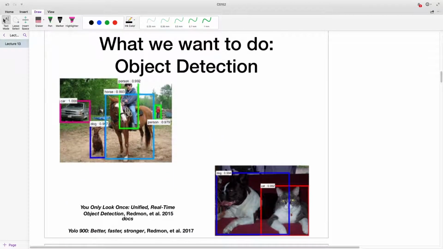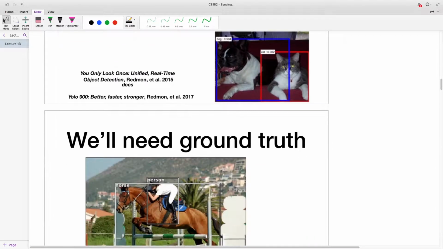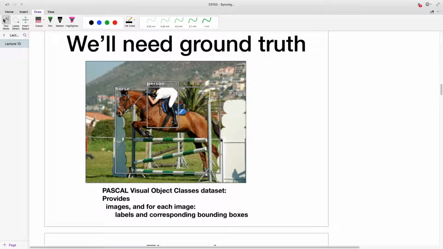So our goal is object detection: to provide, for multiple objects in a scene, in a picture, not only what it is, but also a bounding box around it. In order to do this, we first have to have ground truth. We have to have some training examples that have both a bounding box and a category. And Pascal was such a data set.